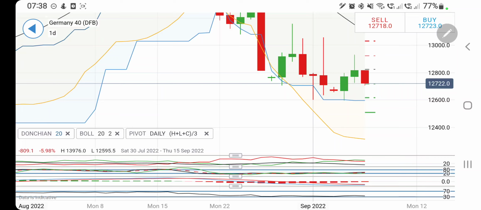And at the same time, if it trades above 12,820, go long, you can expect 12,900 again. In between 12,600 and 12,900, you have to trail your stop losses. Trade accordingly, take your positions accordingly.